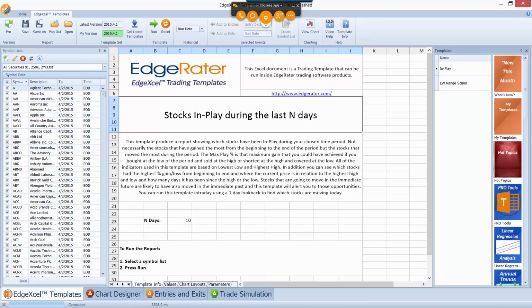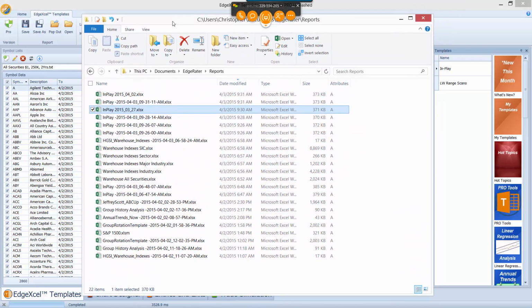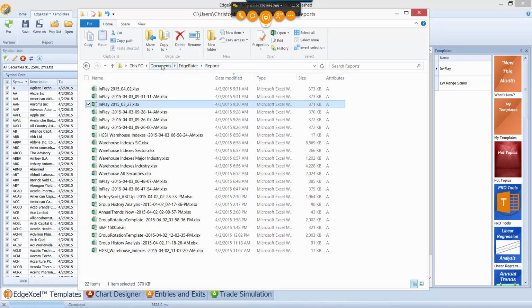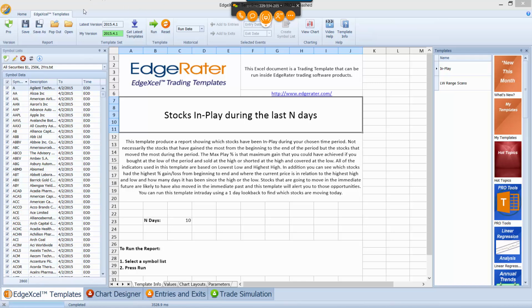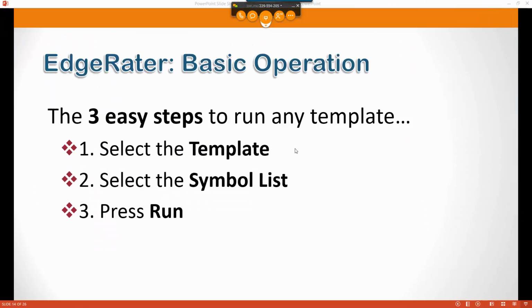You can view them all within EdgeRater. You don't need to have Microsoft Excel, but whenever you run the template, it will actually produce a report, and it will put it into a folder on your hard drive. And this is an example. It's under EdgeRater, so your documents folder, EdgeRater reports. Every time you run a template, you'll find the resulting Excel file will be put in here, and that's great for review later on. You don't have to open those up in Excel. You can open them up also within EdgeRater just by pressing the open button here to look at a previous report. So that's the idea of running a template. 3 easy steps. You select the template, you select the symbol list, and then you press the run button.